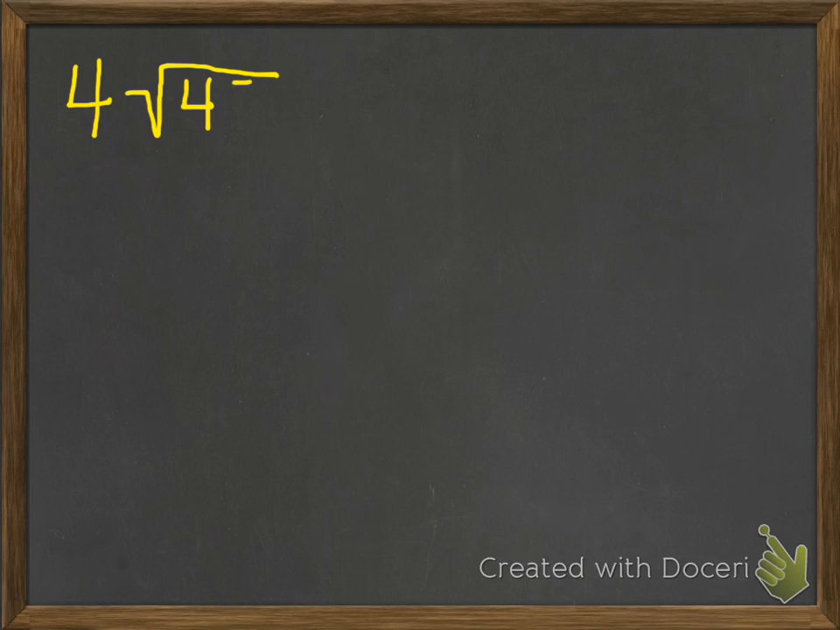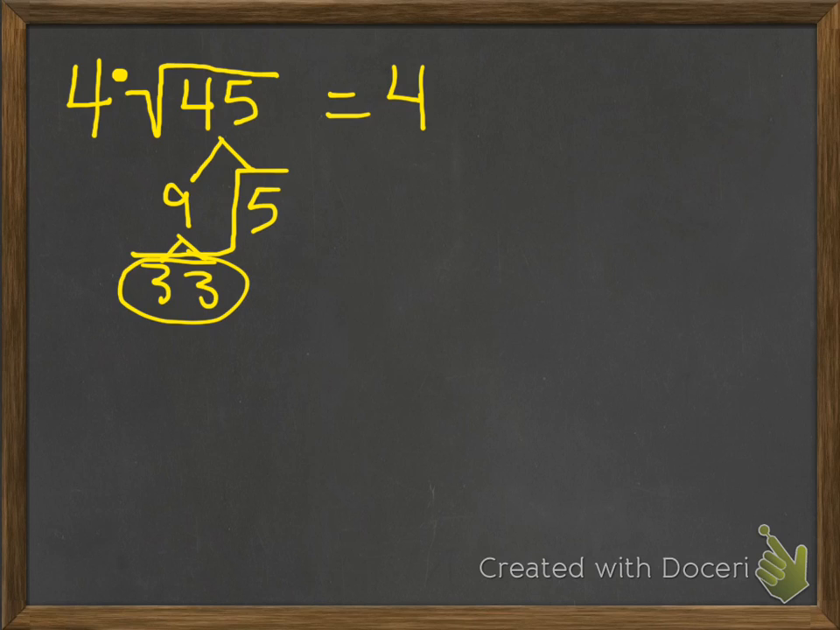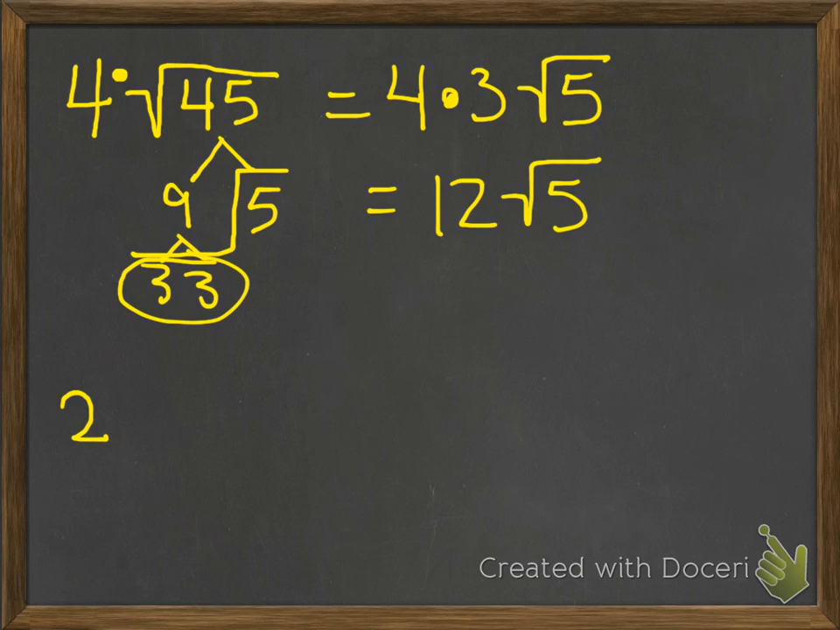Finally, let's look at a couple more examples. Let's look at 4 square root of 45. I'm going to put here 9 and 5. And then I would say 3 and 3. I have a pair of 3's that go outside to the 4, and that says 4 times that. So I'm going to go 4 times 3 square root of 5. And then that would be 12 square root of 5.